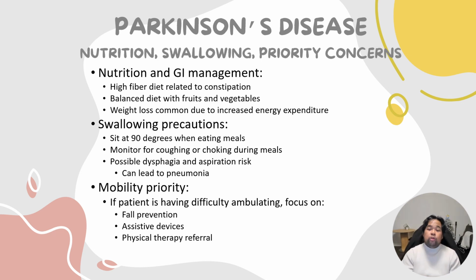All right, so nutrition, swallowing, and priority concerns. Nutrition and GI management: what we want to make sure we give them is a high-fiber diet, right? So this will help with their constipation. They are prone to constipation with Parkinson's. We want to give them a balanced diet overall, and they might have weight loss due to the increased energy expenditure, okay? That goes along with Parkinson's.